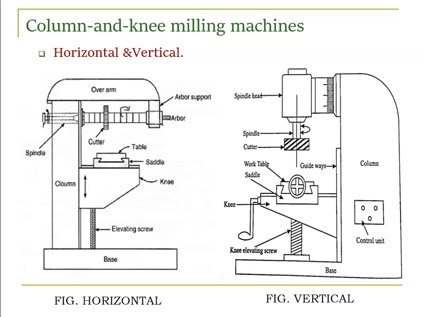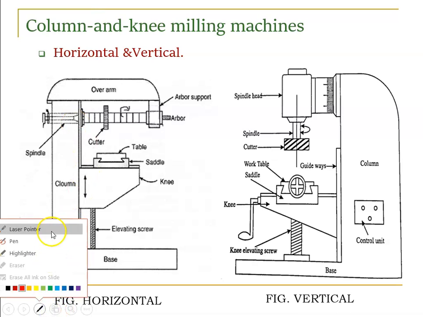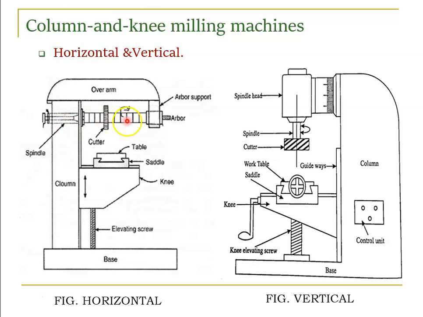These are examples of column and knee milling machines. There is a base at the bottom; on the base, on the side of the column, we have a knee. The column supports the spindle, the knee supports the table. For a horizontal machine, the cutter axis should be horizontal. This axis is our horizontal, and this axis is our vertical.